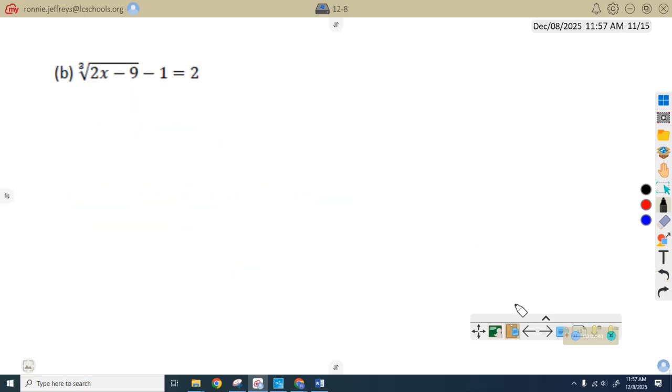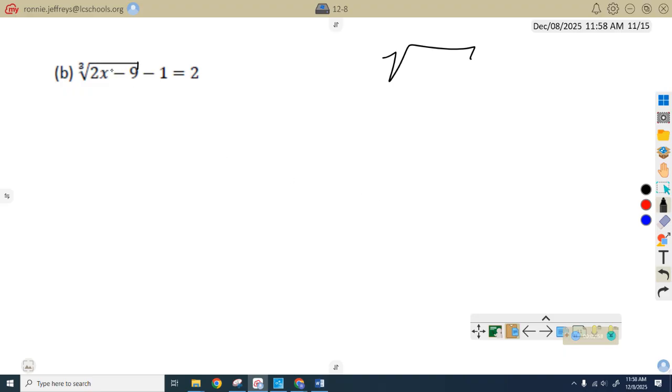All right, number B right here. So I don't know if y'all have noticed, but I put a little tail on my radicals like this. That's because I used to smush stuff up underneath it that didn't need to be there.